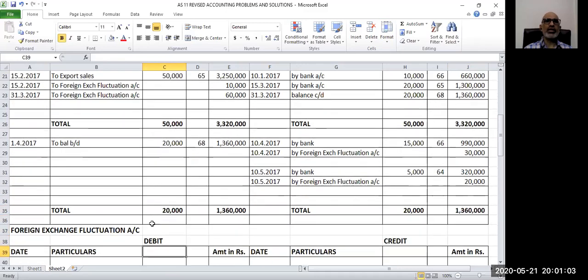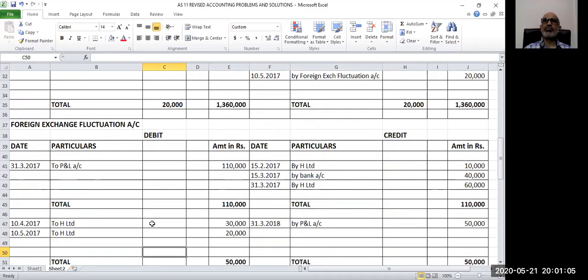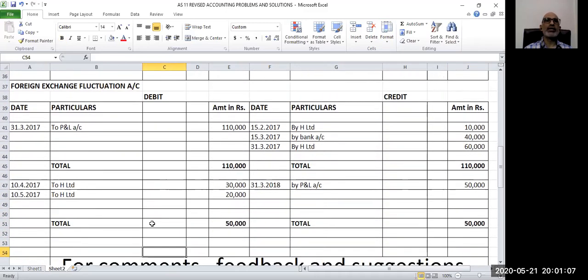Similarly, your foreign exchange fluctuation account, if you see both the years, it will look like this. First year, we have recorded 3 different occasions where we have recorded gain. Aggregate gain was 110,000. That is transferred to profit and loss account. And then finally, in the next year, both the occasions we have recorded the loss because the dollar rate has fallen. Aggregate loss was 50,000 rupees. That is transferred to profit and loss account.